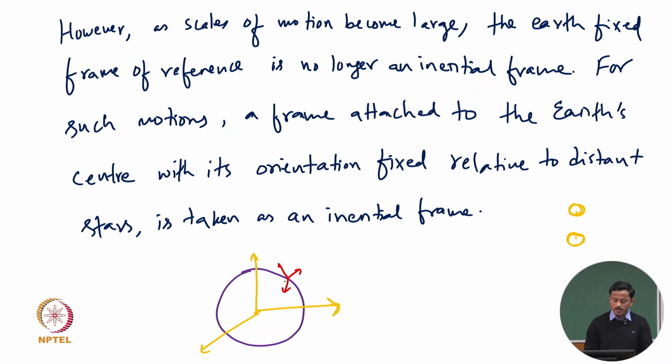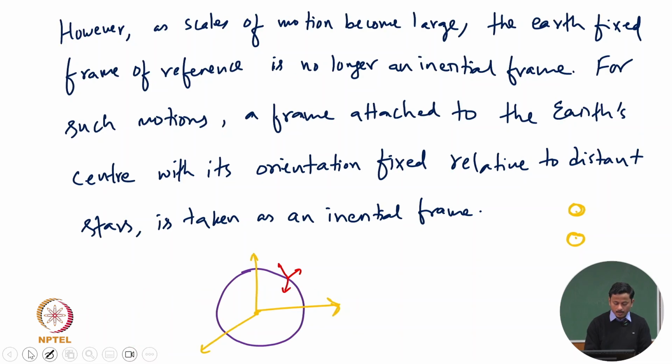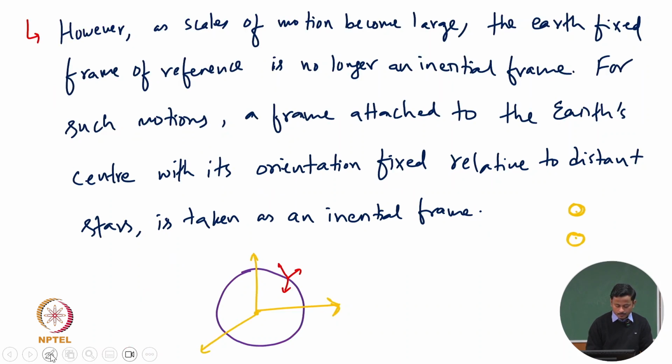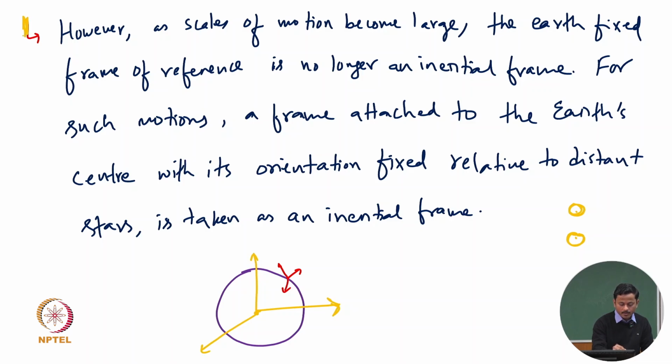So this red one is the frame of reference that I was talking about in the previous slide. Now I am talking about this second frame of reference, given by this yellow frame of reference that I have drawn. This is a frame which can be considered inertial for large scales of motion.